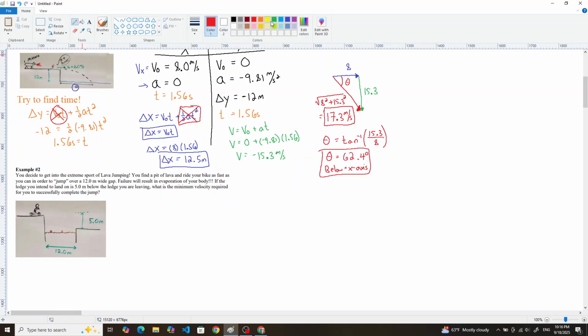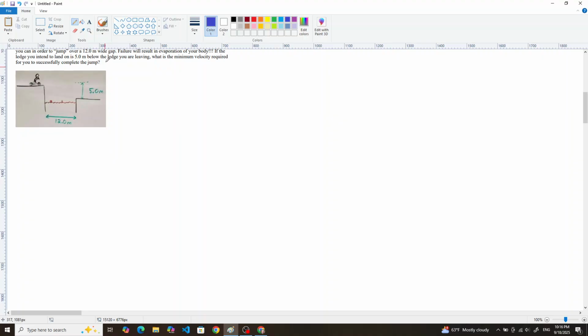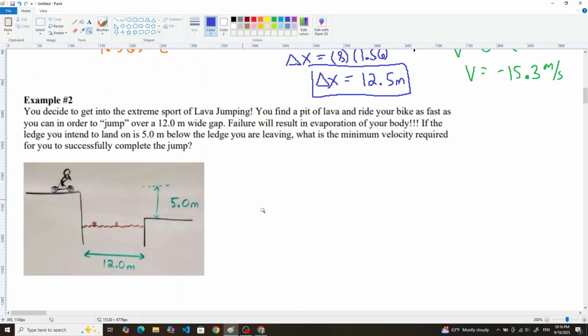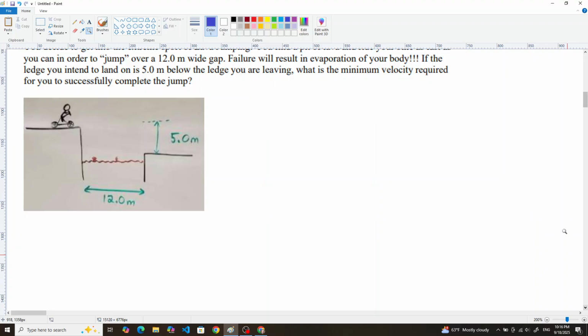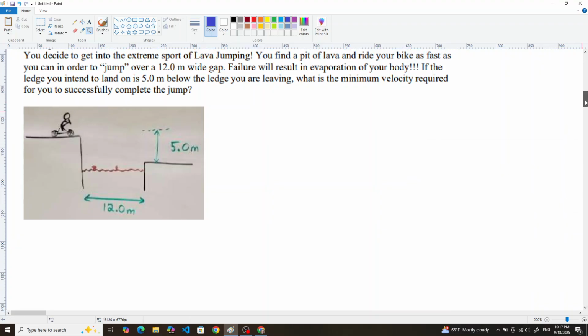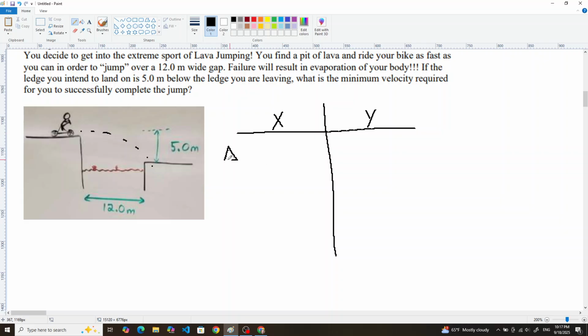Again, you can pause, back up, and look again. I'm going to jump on to the next question to kind of try and speed things up. In this particular one, you are attempting to jump a lava pit. And the lava pit is 12 meters long. You are starting on a cliff that you will leave horizontally. You need to travel those 12 meters before you fall more than 5 meters.